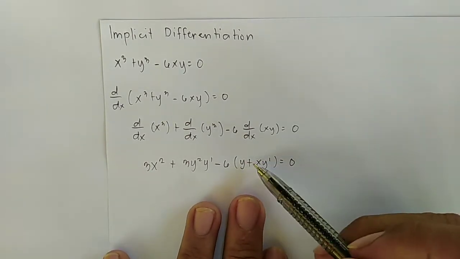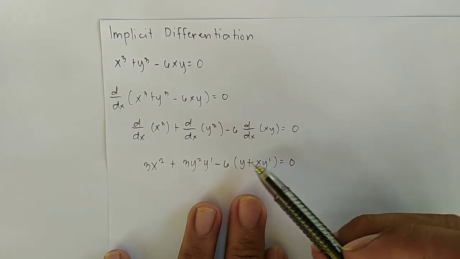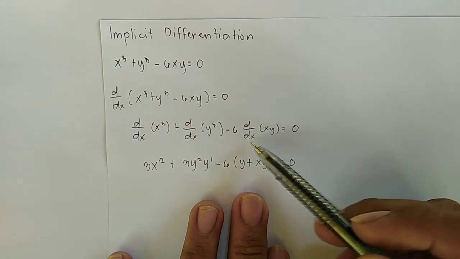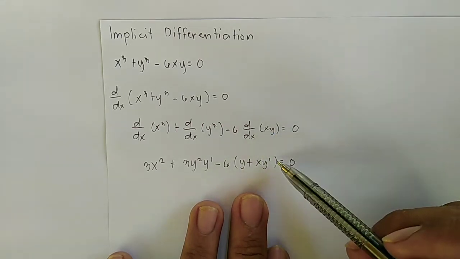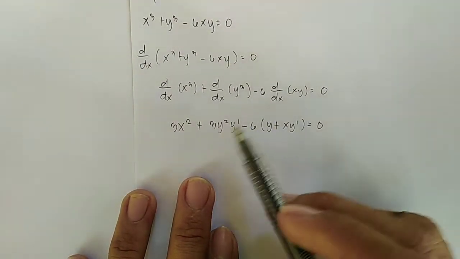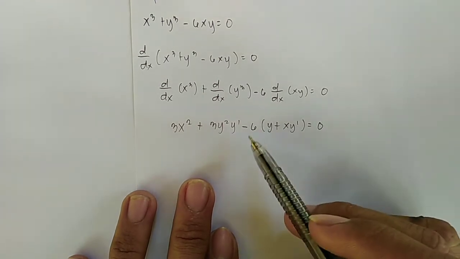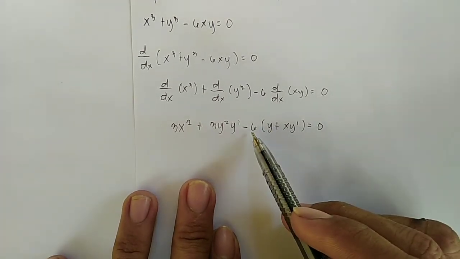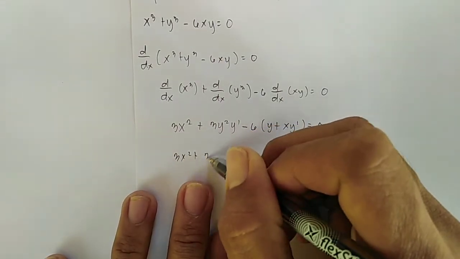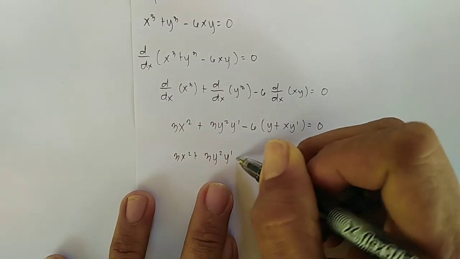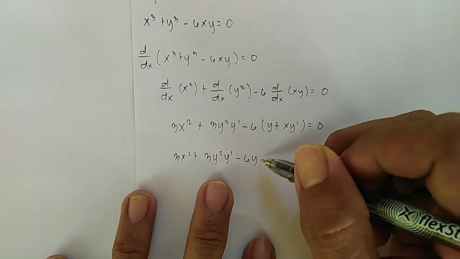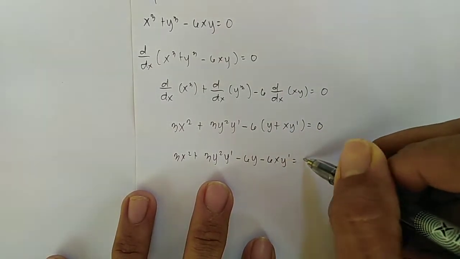Again, you can check this by using the product rule, or simply express it as the derivative of xy in terms of x, you will get y. The derivative of xy in terms of y, you will get xy prime. Then add the two results. Then simplifying this further, we have to distribute negative 6 on this side. So we have 3x squared plus 3y squared y prime minus 6y, and negative 6 times xy prime becomes negative 6xy prime, is equal to 0.